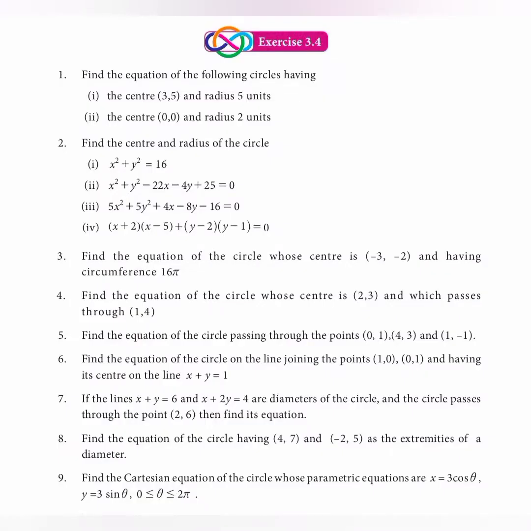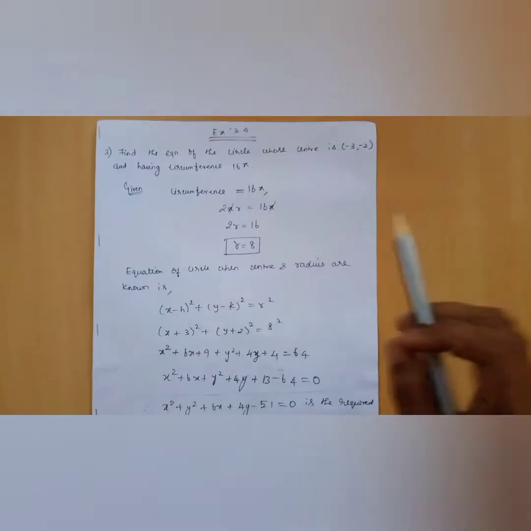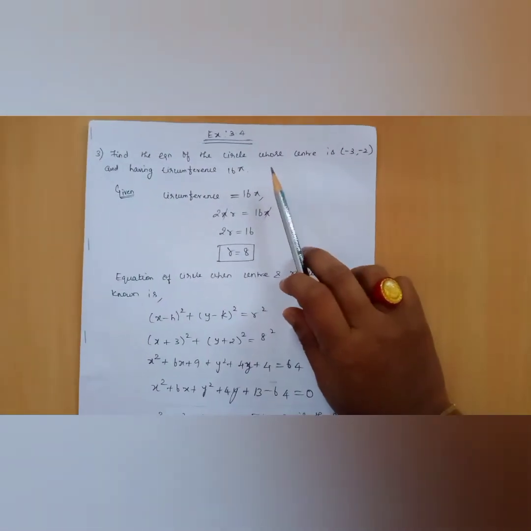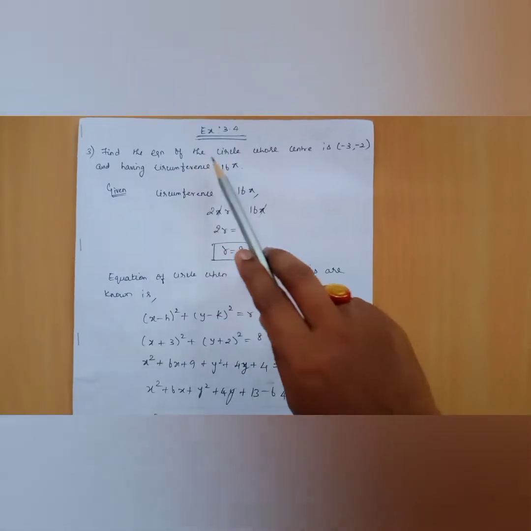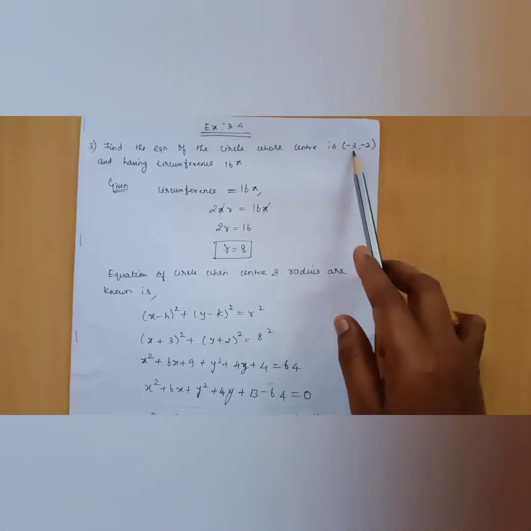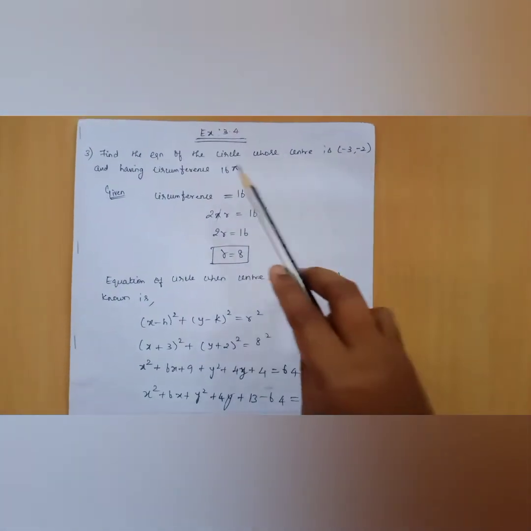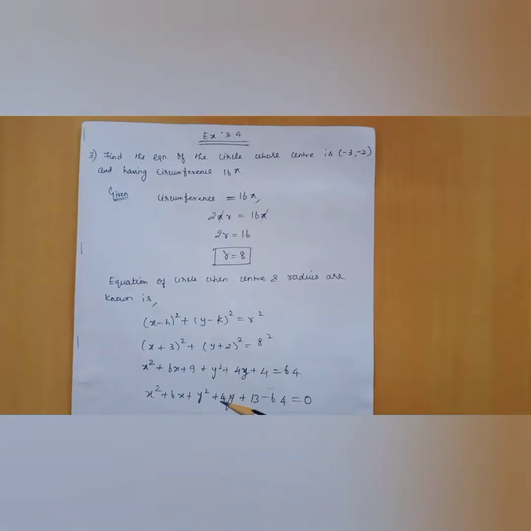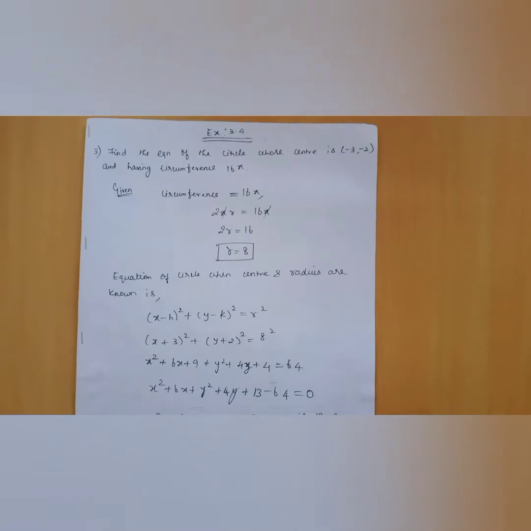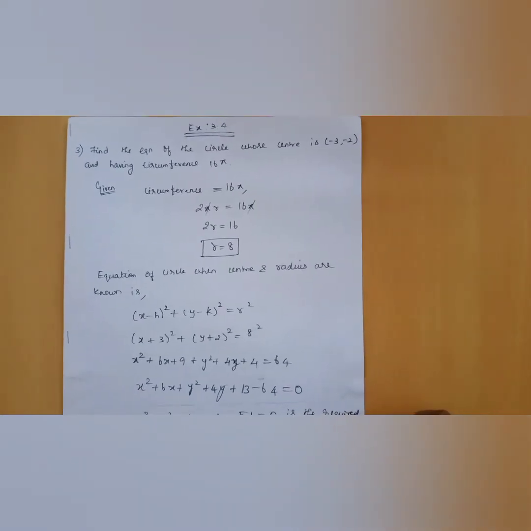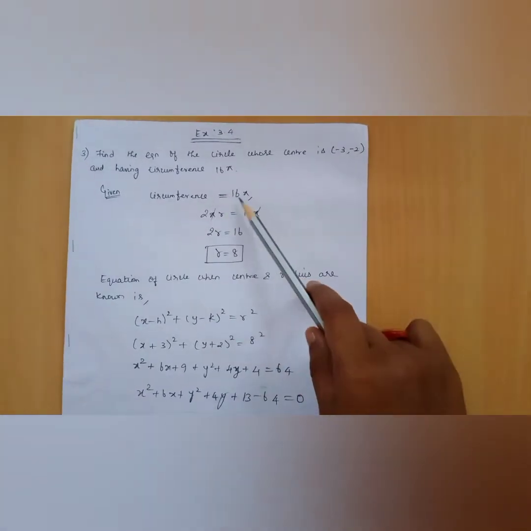We will see certain important sums. Exercise 3.4. We will start off with the third sum. Find the equation of the circle whose center is (-3, -2) and having circumference 16π. Since the first two sums are substitution type only, you can do them as homework. And circumference was given to be 16π.